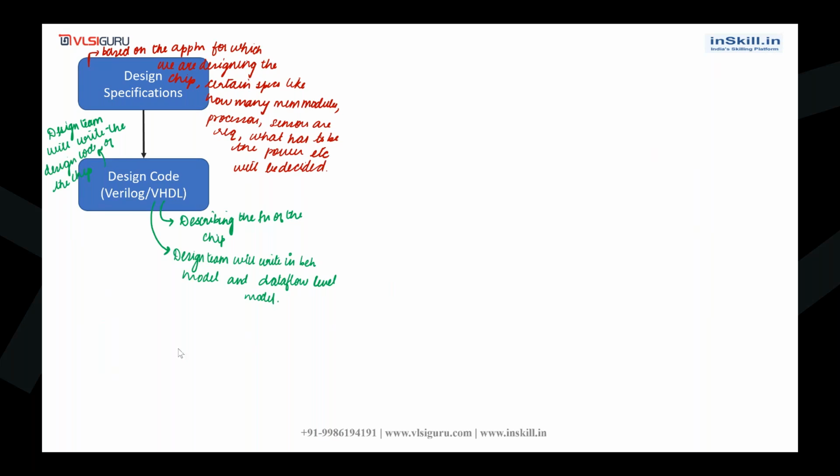So the next stage was the design code stage. The design team will write the design code of the chip. They are describing the functionality of the chip. They will write in behavioral model and data flow level model.